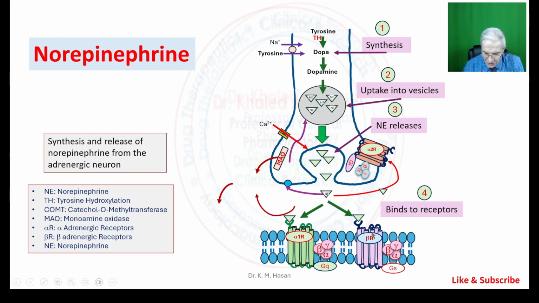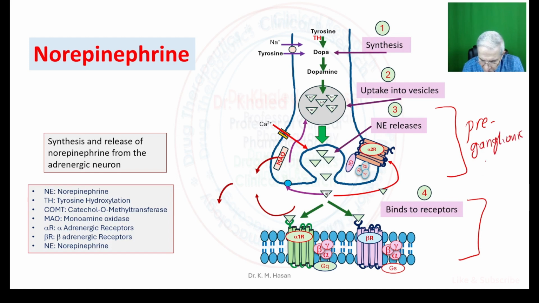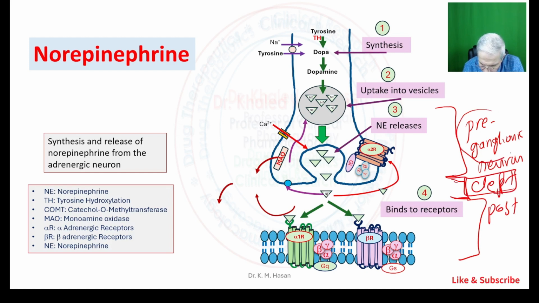So we call this part here the pre-ganglionic neuron. Here we have the post-ganglionic neuron, and we call this one the cleft or gap. So these are the three parts: the pre-ganglionic neuron, the post-ganglionic neuron, then the cleft or the gap between them.